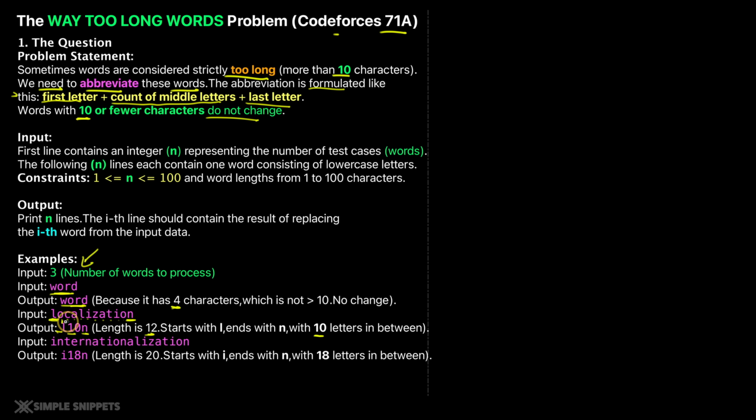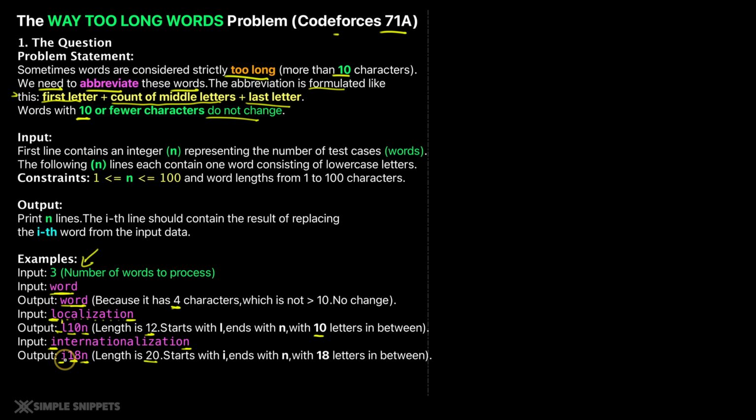Let's take another example as input. We have "internationalization", a really big word. The length is 20. So what do you do? You take the first character I, you take the last character N. So I and N in the output, and in between we have 18 characters. So you take the count of that and just print it as it is. That is the output expected.